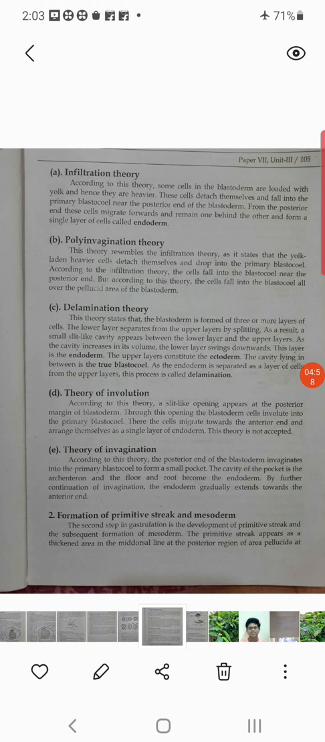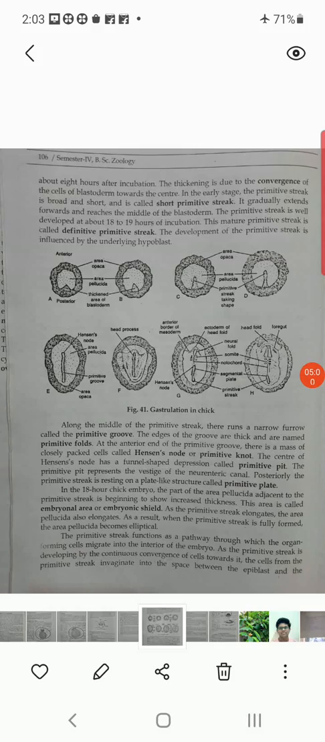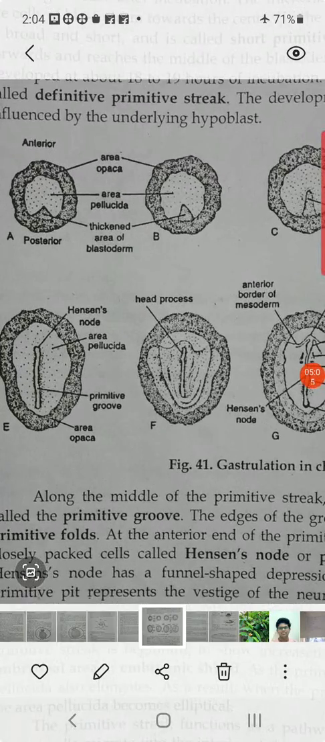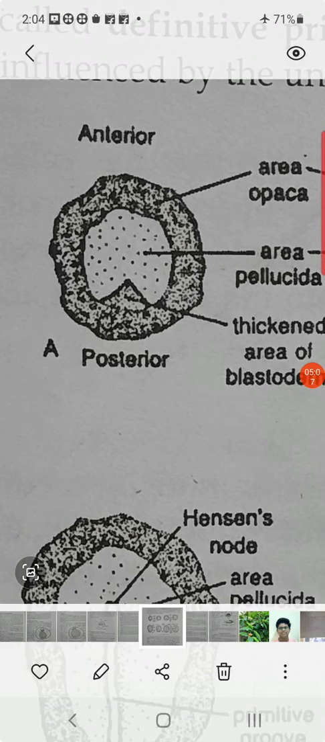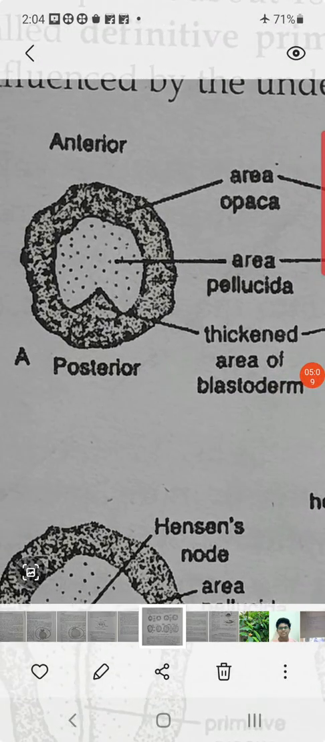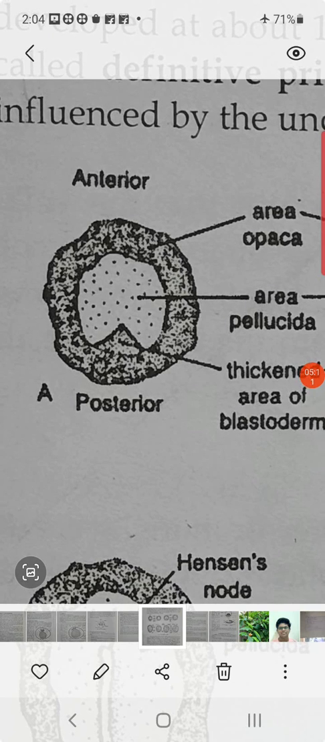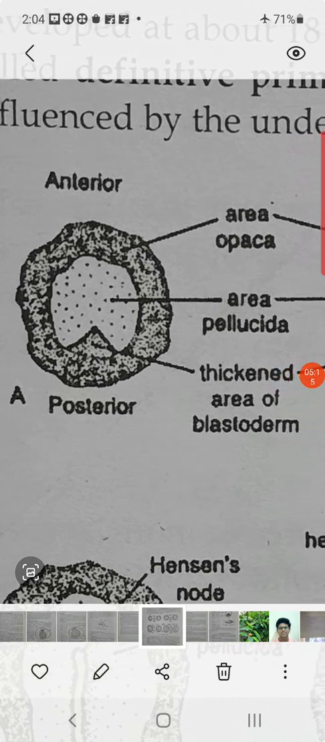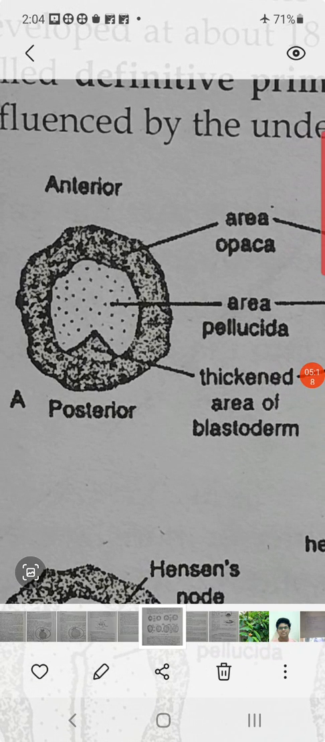Then the formation of the primitive streak and mesoderm. This is very important. Now I am showing some diagrams. From that, see the first one. That is very interesting. You get this diagram where the blastoderm is already formed. The peripheral area is called area opaca. The middle one is called area pellucida, and there are anterior and posterior sides.